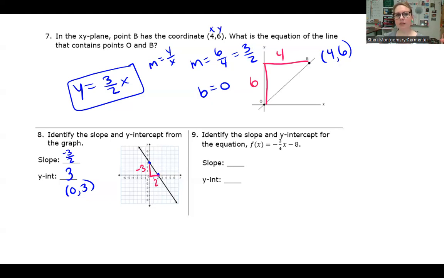Question number 9. It's asking for the slope and the y-intercept from the equation. Do it. Put it on your paper.